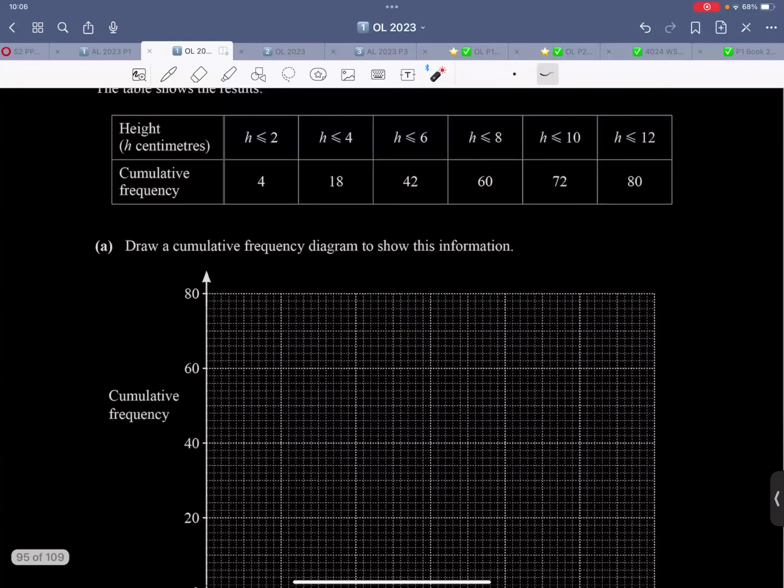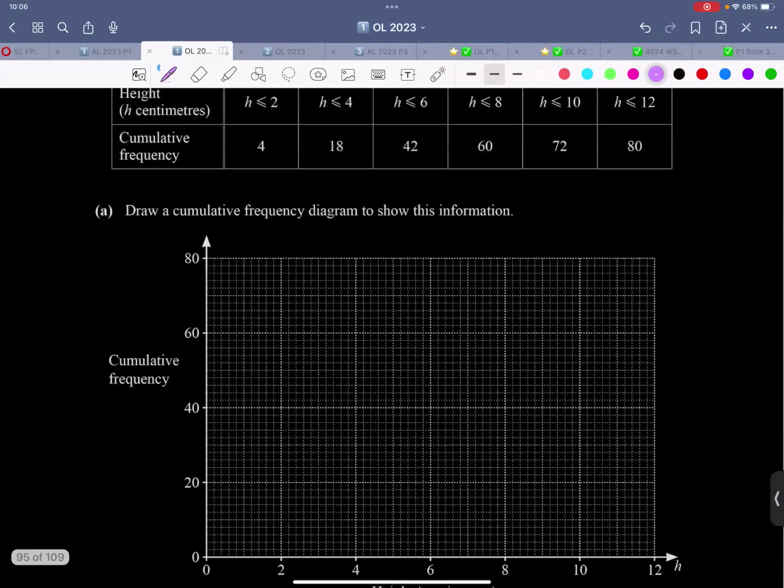Now, first of all, we have 2 and 4. So let me mark these points. First of all, look at the grid. This is 1, this is 2, this is 3, this is 4, and so on. This is 10. So one small square is 2 units. Keep that in mind. So 2 and 4, that is this point. Then we have 4 and 18, that is this point.